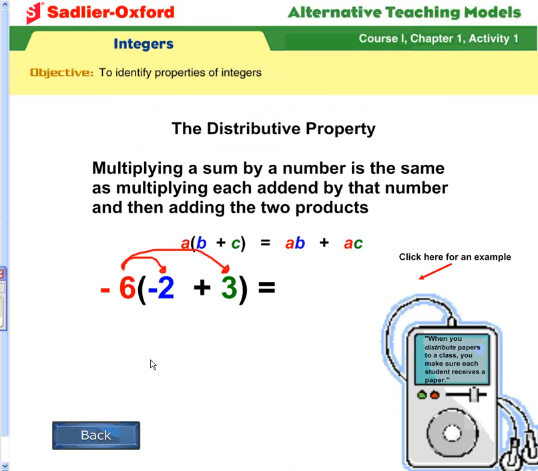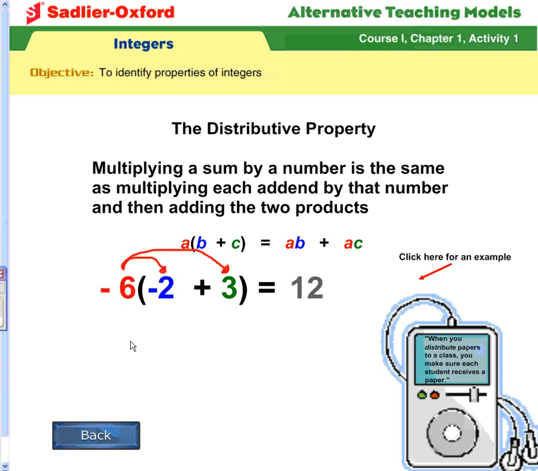The distributive property is one of the most important properties in algebra. It helps us work with parentheses. Multiplying a sum by a number is the same as multiplying each addend by that number and then adding the two products. This property states that the sum of B and C multiplied by A is equal to the sum of the product of A and B and the product of A and C.